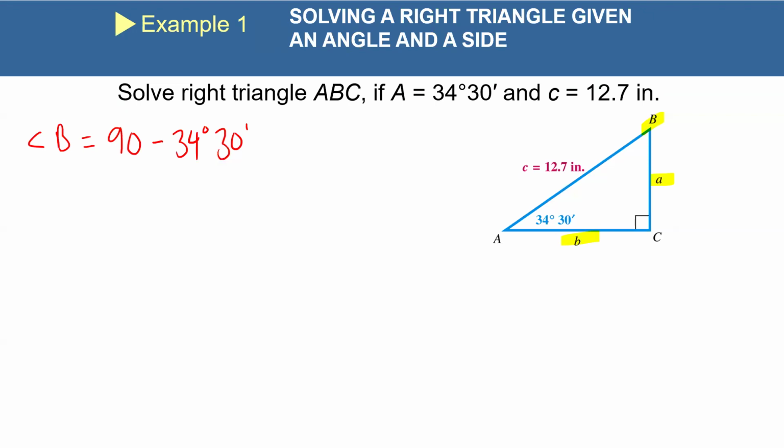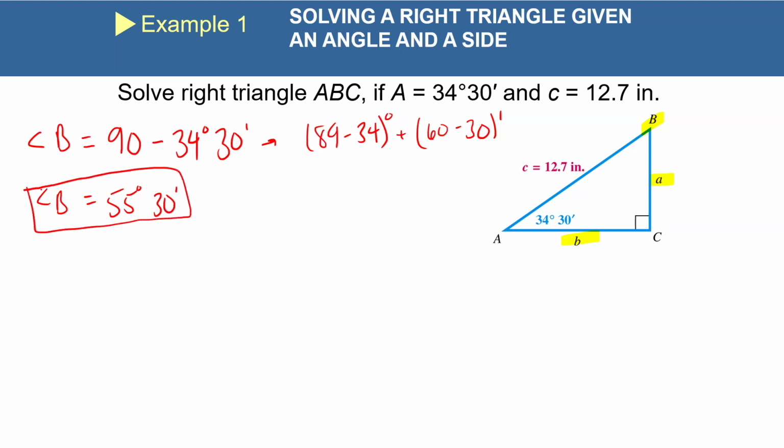Do you remember how to subtract with these? There we go. So this is going to lead us to 89 minus 34 degrees. And then we'll have plus 60 minus 30 minutes. So what are we left with for angle B? We have 55 degrees and how many minutes? 30 minutes. Angle B is done. Easy enough?